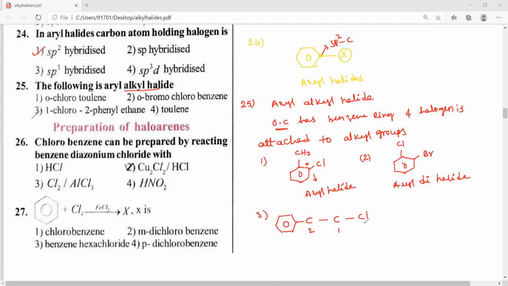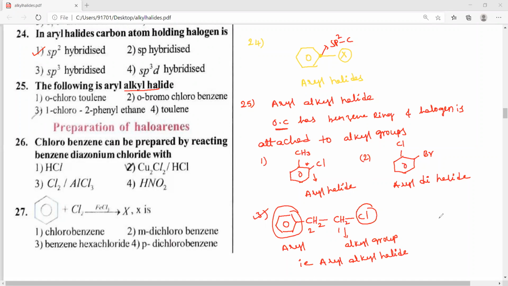Okay, and first carbon having chlorine, the remaining valence is satisfied by hydrogen atoms. 2 bonds are present, then it is CH2, and here also CH2 will come. Now what is this compound here? If you observe that the halogen is attached to alkyl group, and this is an aryl group. So this compound is aryl alkyl halide. So the answer is third option is correct.